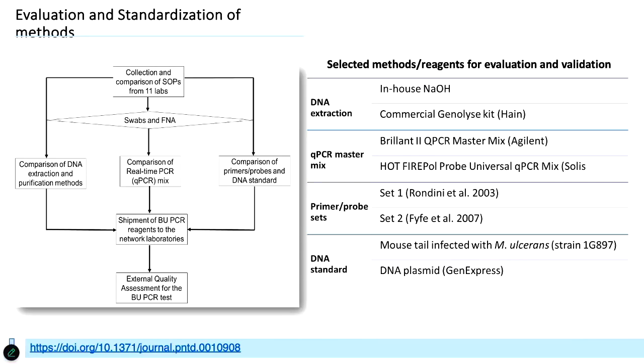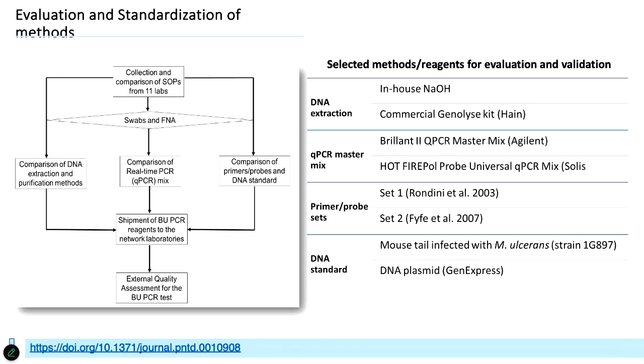Now that the network was formed, it was time to proceed with the harmonization work. So the first thing we did was to collect BU PCR procedures from these network labs, procedures which included DNA extraction, the real-time PCR, including the master mixes, the primers and probes, and the DNA standard. Once in possession of these SOPs, we performed a comparative evaluation based on sensitivity and specificity of the test methods. We also looked at feasibility, robustness, and cost.